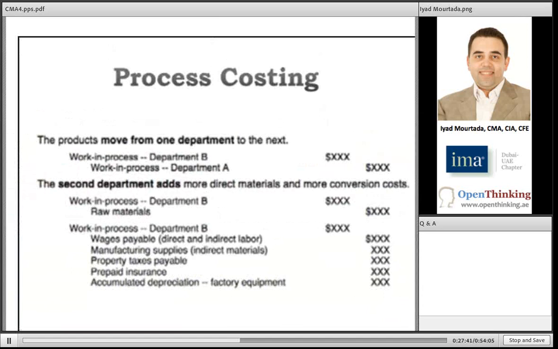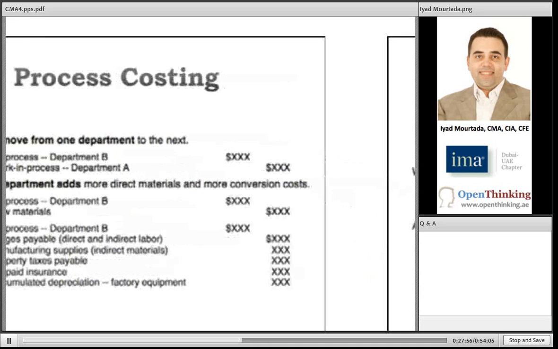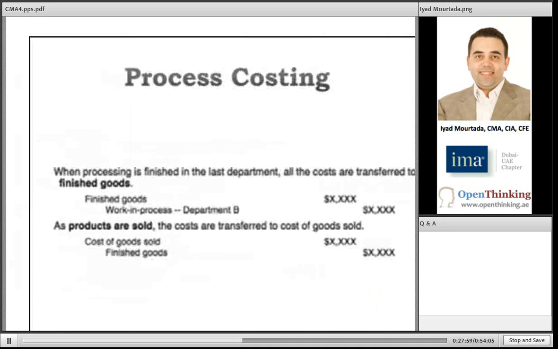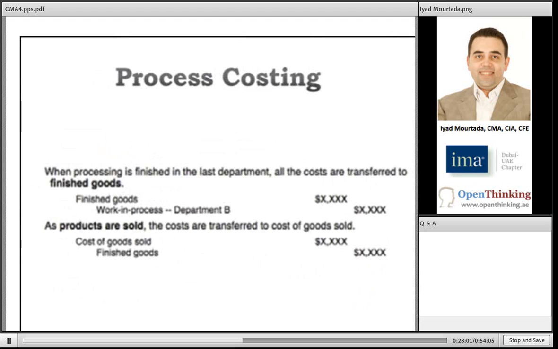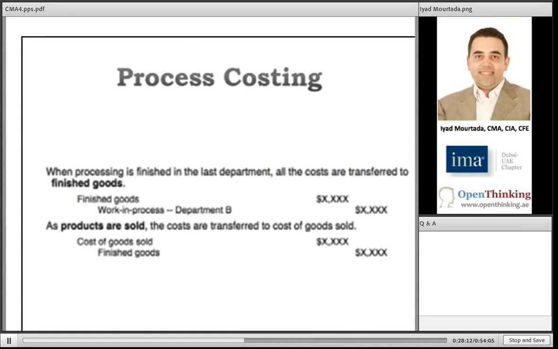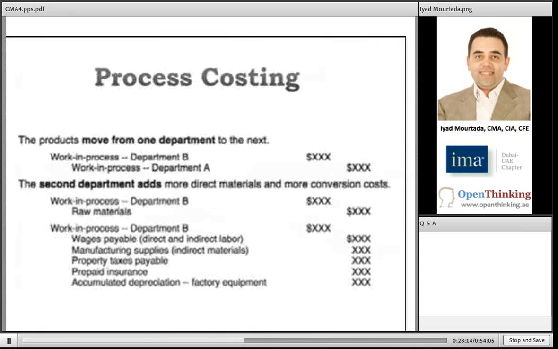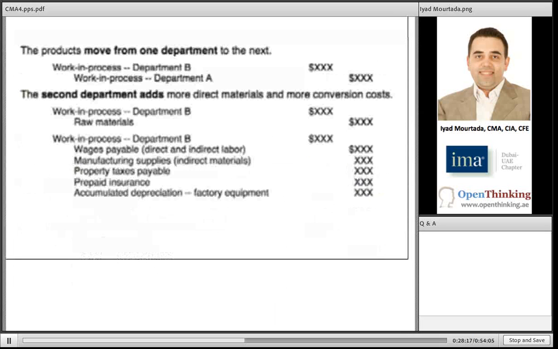So now we are looking at production, right? It's a manufacturing company. From each department to another department, we allocate the work in process from department A to work in process in department B. And after that, all the additional raw material and all the additional work for department B will be allocated to work in process. And at the end, when we finish, the last department will allocate all these costs to finished goods. And when we sell the items, we allocate all these costs from finished goods to cost of goods sold. It's very straightforward. Process costing is not as complicated as any other method, and it's focusing more on the production.